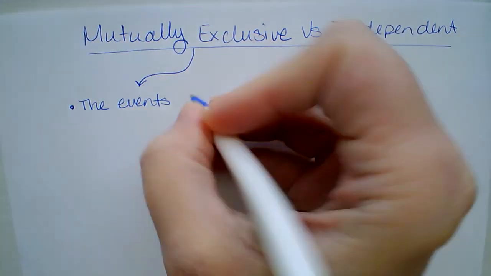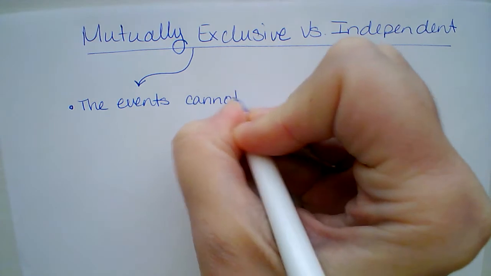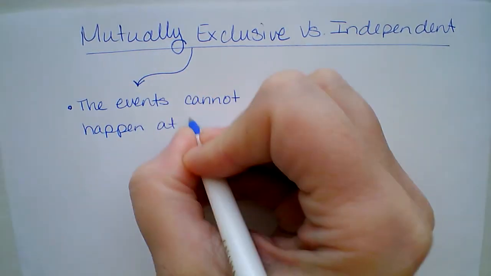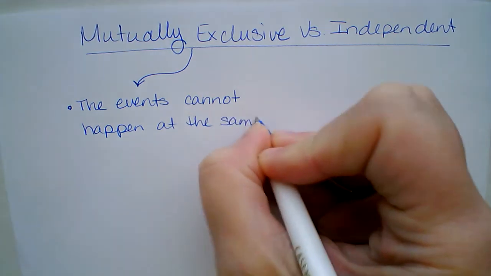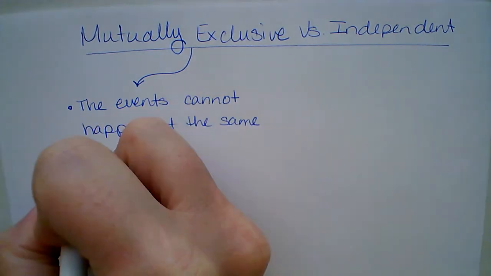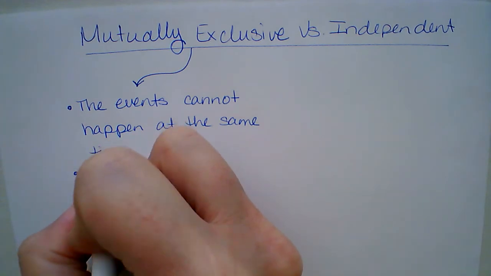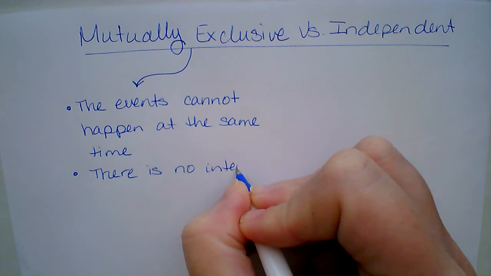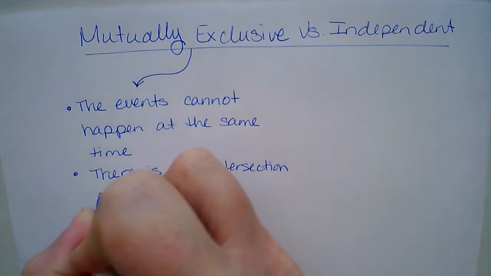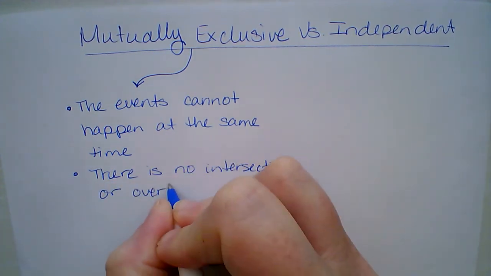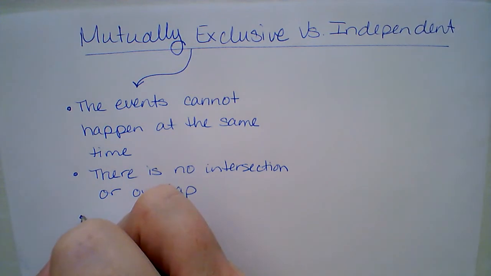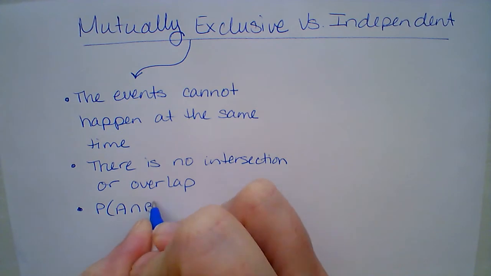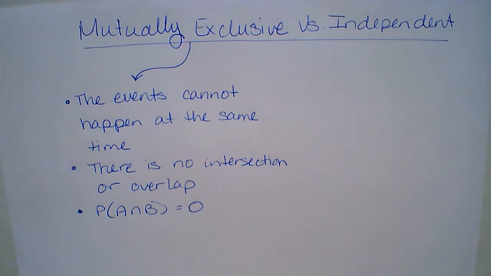the events cannot happen at the same time. Okay. Another way to look at this is there is no intersection or overlap. Another way to look at this is the probability of A and B is equal to 0.